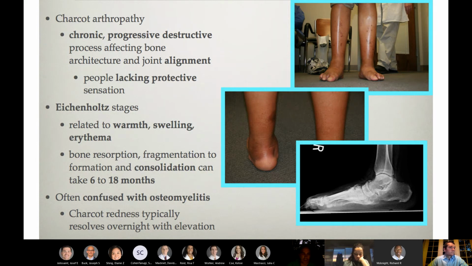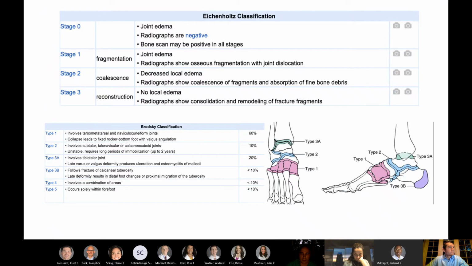Again, your Eichenholz stages, it's a combination of clinical as well as radiographic evaluation. And essentially you have initial fragmentation and then gradual consolidation, and then looking at the foot as far as the resolution of swelling determines the stage. Again, commonly confused with osteomyelitis just because of the swelling in the patient population, but again, Charcot typically gets better with elevation.